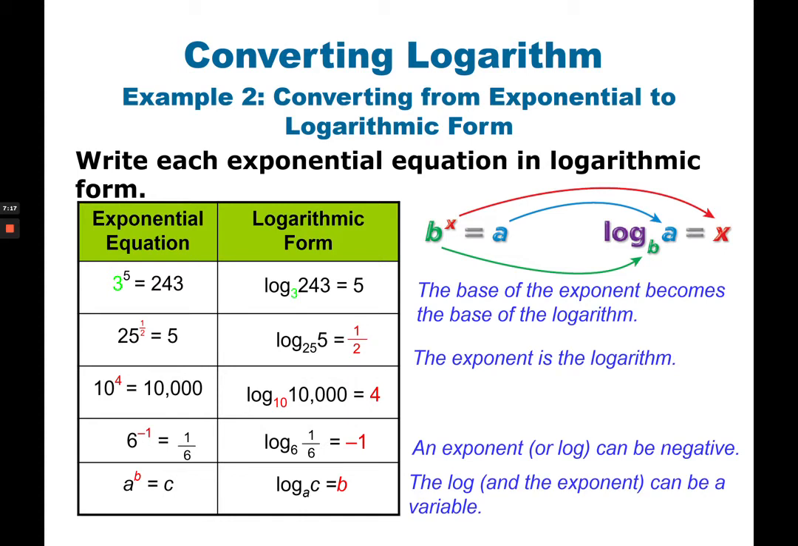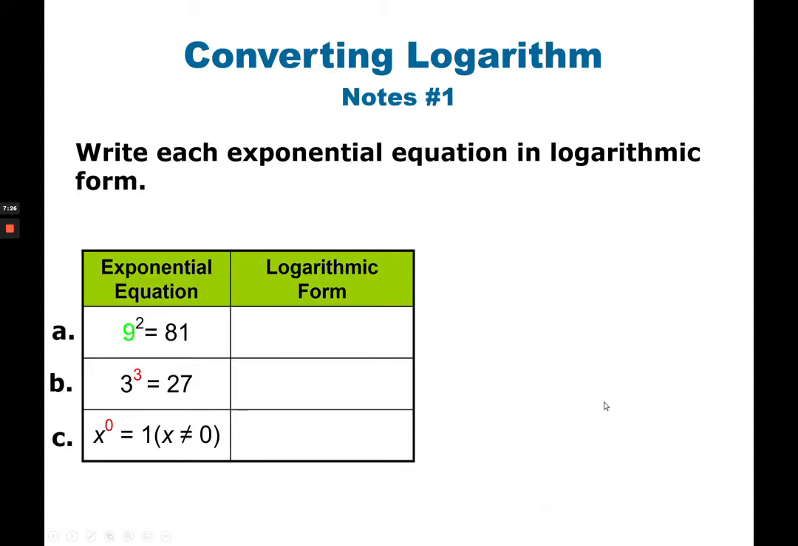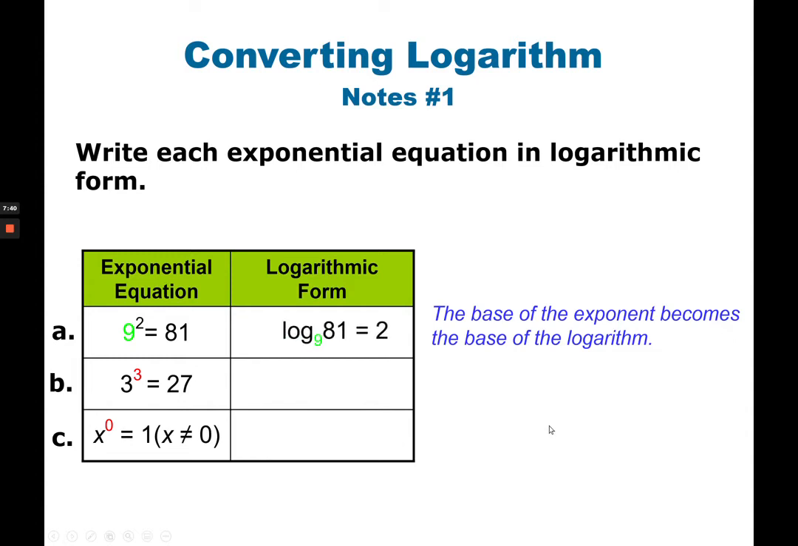The log and the exponent can be variable. Let's have some more exercises. Write each exponential equation in logarithmic form. This is going to become logarithm base 9 of 81 is equal to 2. The base of the exponent becomes the base of the logarithm. So here, letter B, logarithm base 3 of 27 is 3.